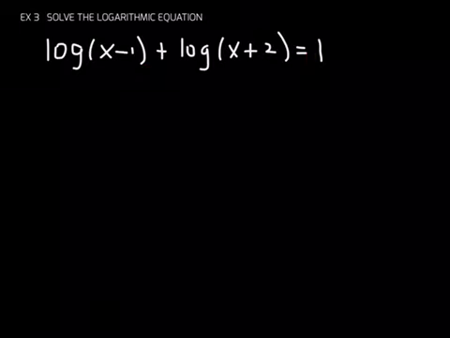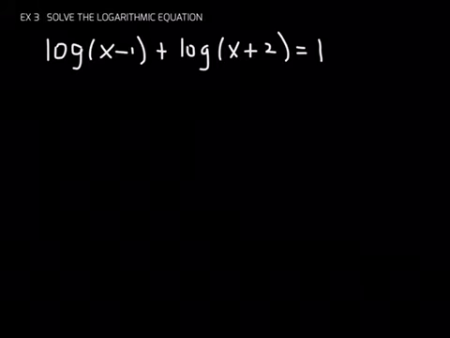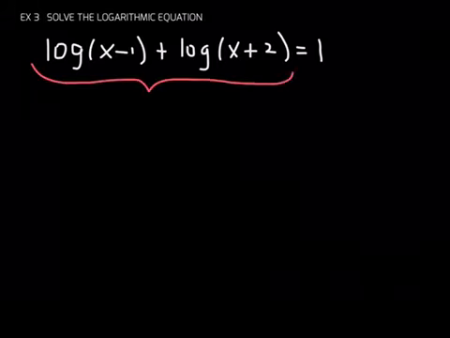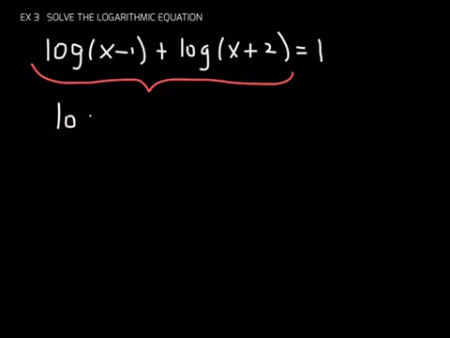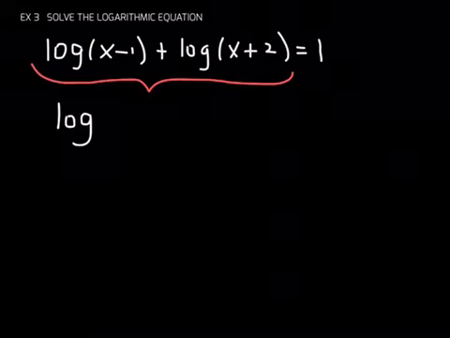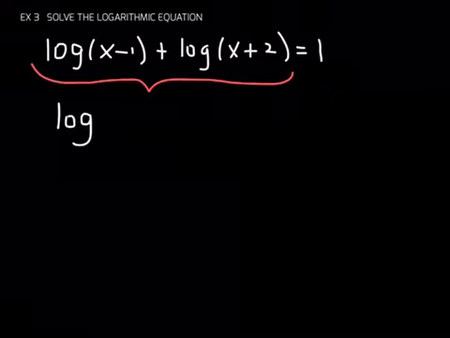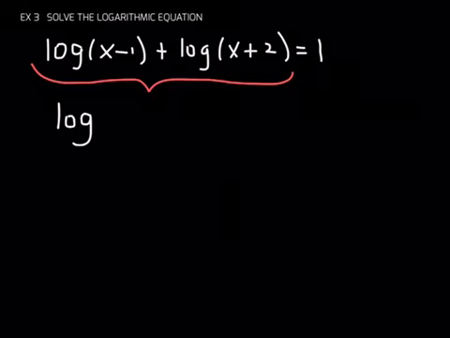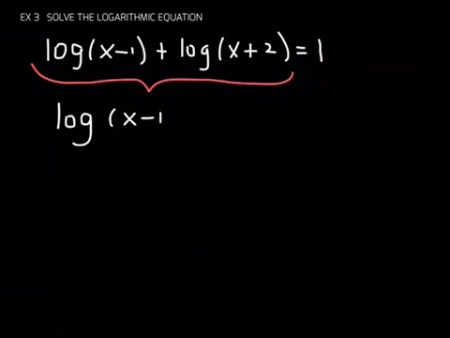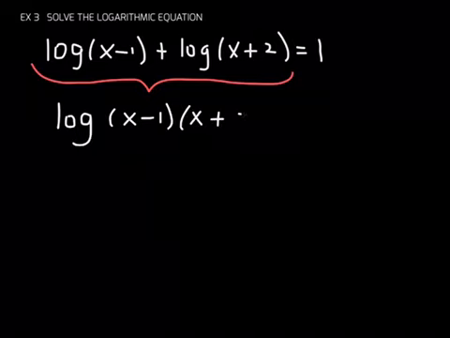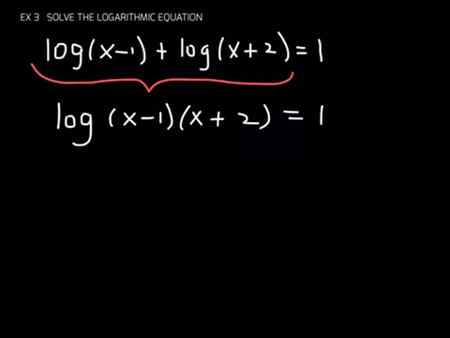Okay, so this is what I'm going to challenge you to do. I'm going to challenge you to use the product rule here from earlier lessons to rewrite the sum of logs as a single log. So you are invited to pause the video and try to rewrite these two logs as a single log. I hope you did that. You would get log of x minus 1 times x plus 2 is equal to 1. That's the product rule for logarithms.